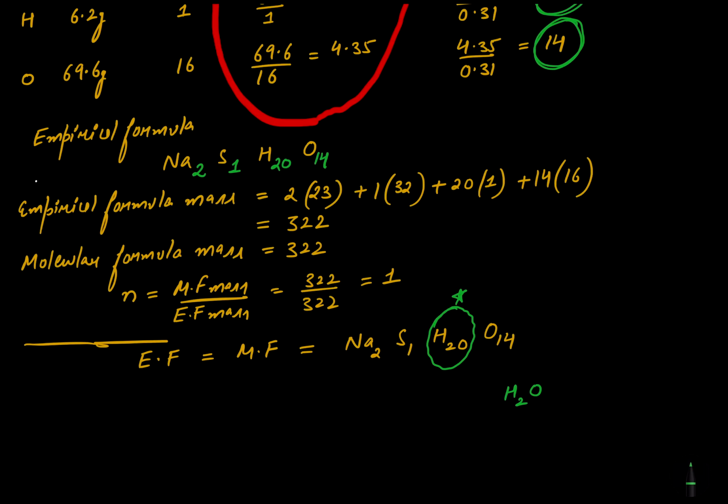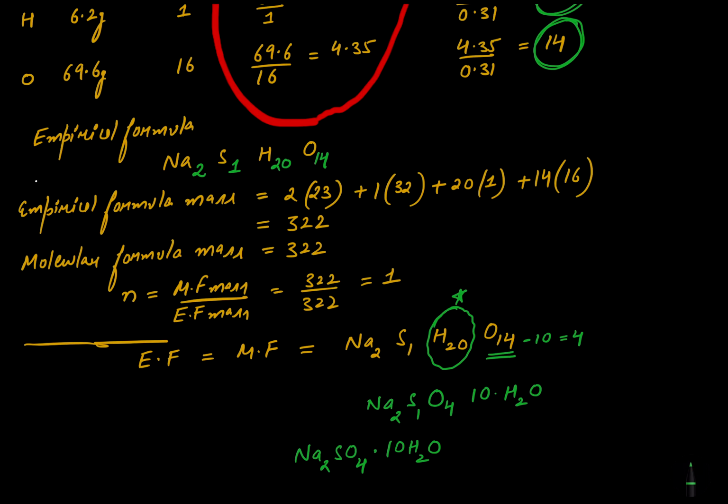That means I have to multiply my H2O with 10. So it comes out to be 10 H2O. My 20 hydrogens are completed. Now, how many oxygens are there in water? It comes out to be 10 oxygens. That means we are having a total of 14 oxygens, I have to subtract 10 from it. It comes out to be 4. That means my oxygens are left to be 4. My sulfur is now 1 and Na is 2. So that is my exact molecular formula, that is Na2SO4.10H2O.